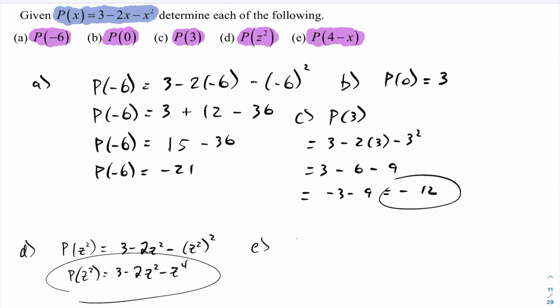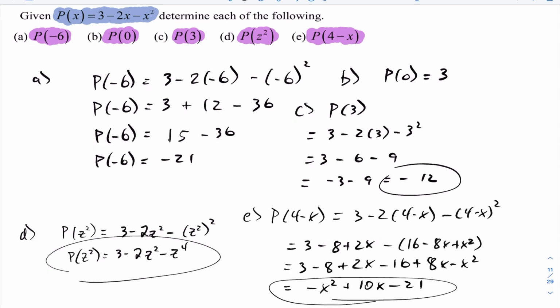And wrapping this up here, evaluate the function at 4 minus x. So everywhere we see an x, we're going to be changing that to a 4 minus x. And evaluating this, we end up getting -x squared plus 10x minus 21. All right, let's take a look at another example.